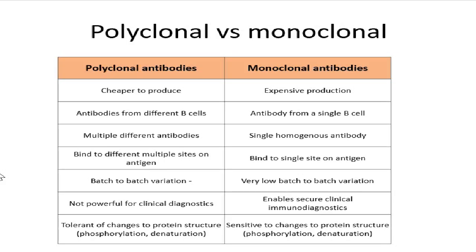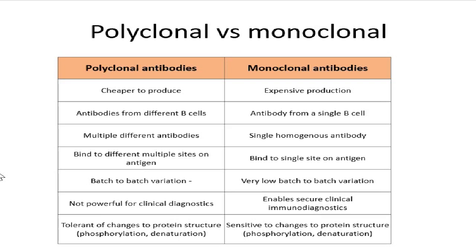Of course, there's advantages and disadvantages to selecting either a polyclonal or a monoclonal antibody. Polyclonal antibodies are cheaper to produce compared to monoclonal antibodies. I suppose the characteristic is that polyclonal antibodies are from different B cells, whereas the monoclonal, as we spoke previously, is a single antibody from a single B cell clone. So the polyclonal is multiple different antibodies, whereas the monoclonal is a single homogeneous antibody.